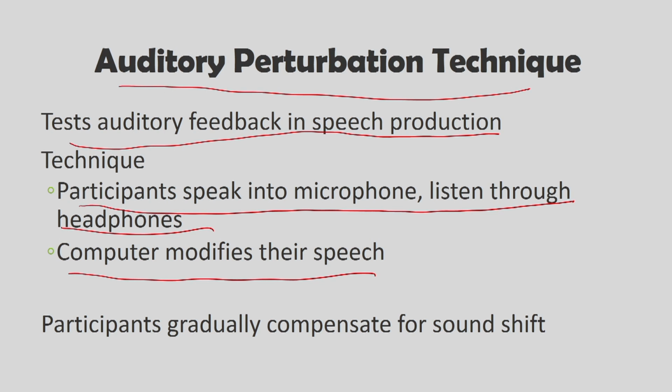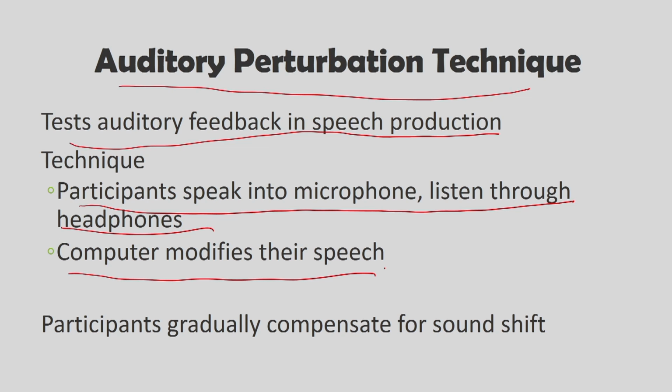So, participants repeat a syllable into a microphone and listen through headphones to their own voice modified by a computer. The findings suggest that we use auditory feedback not to make course correction of articulatory gestures in progress, but rather to adjust subsequent articulatory movements. So, we do not use it for course correction, but we use it for adjusting subsequent articulatory movements. Since this is a delayed signal, it is used for the next articulatory movement. So, you hear a modified speech, and participants generally compensate for the sound shift.